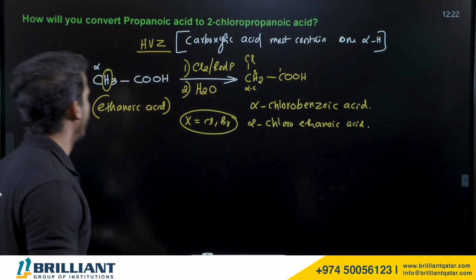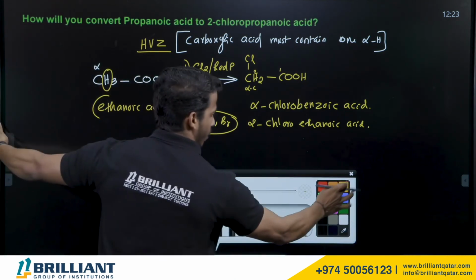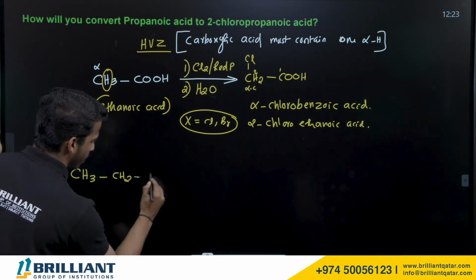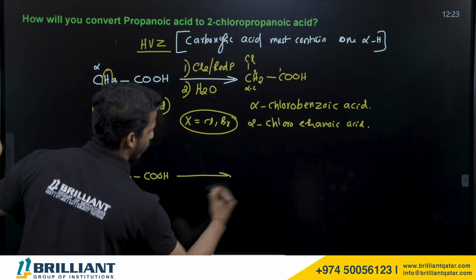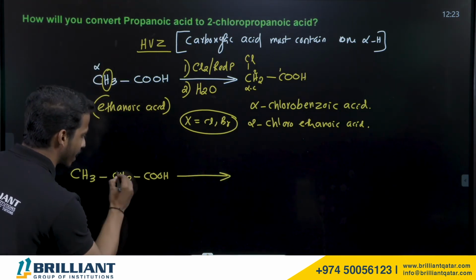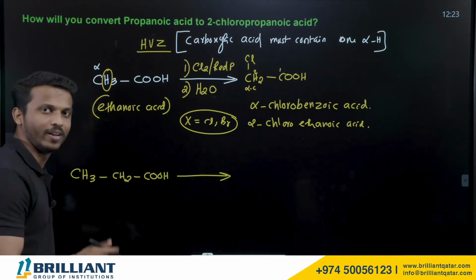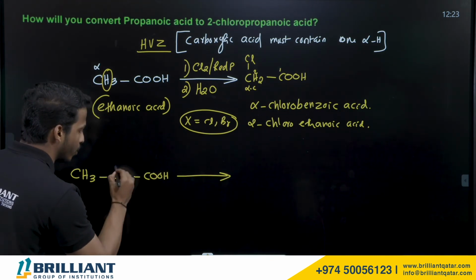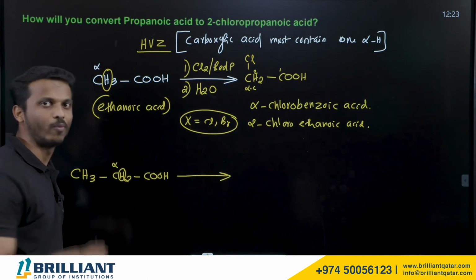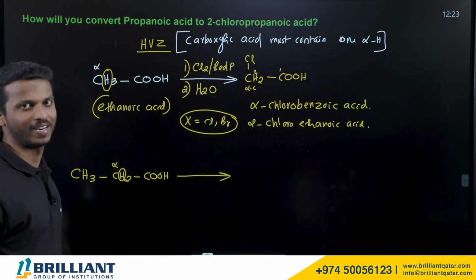That's it. Here is the question, propanoic acid. Let me take your starting material, propanoic acid, CH3CH2COOH. We have to convert it into 2-chloropropanoic acid. Dear student, this is the second carbon in which one chlorine is required, and this is the acid group. So this is the alpha carbon from which we want to remove one hydrogen and add one chlorine. That is the HVZ reaction.